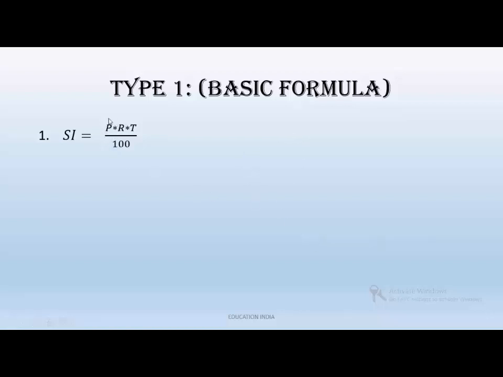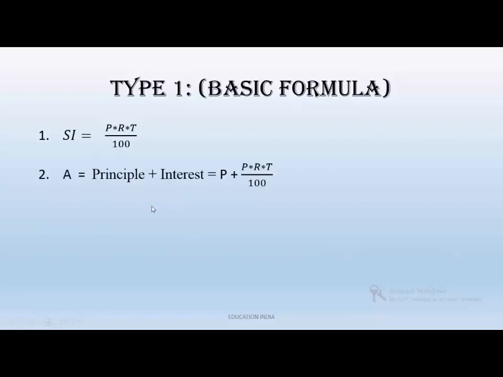Rate percent per annum is the interest that the borrower has to pay for every 100 rupees borrowed for each year. So the principal is 100 rupees, time was 1 year, so you can have simple interest as rate percent. So this is the way we define rate of interest.